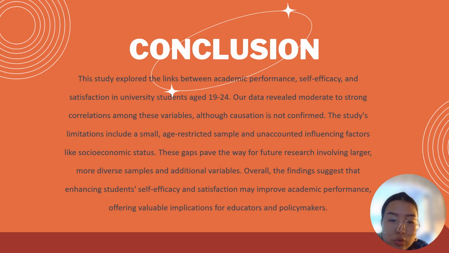Therefore, for this conclusion, this study explores the link between academic performance, self-efficacy, and satisfaction in university students in an age group of 19 to 24. Our data revealed a moderate to very strong correlation between these variables, although causation was not exactly confirmed. This study confirmed that there was a relationship, and thus my hypothesis has been proven.